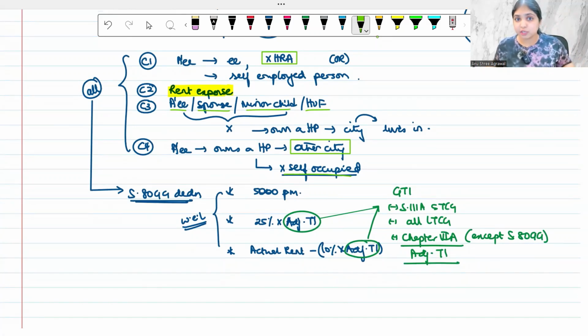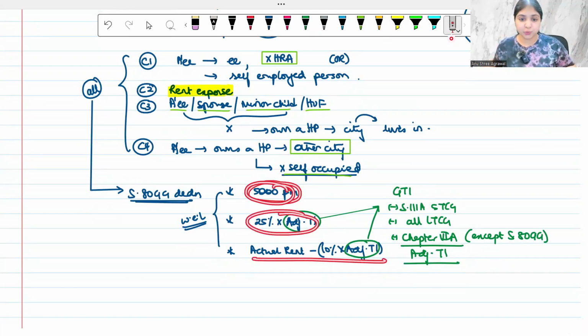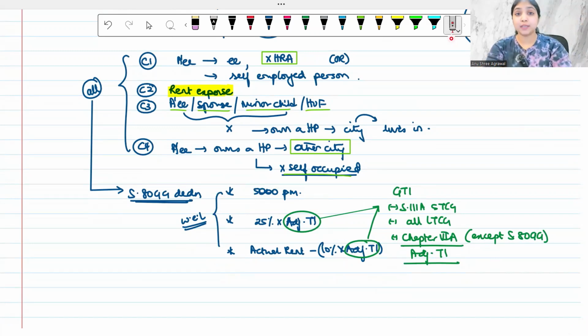How will you compute 80GG deduction? You will calculate totally 3 things. Number 1, 5,000 per month. Number 2, 25% of adjusted total income. And number 3, actual rent minus 10% of adjusted total income. Tell me the 3 things one last time. 5,000 per month, then 25% of adjusted total income, and finally, actual rent minus 10% of adjusted total income. Out of these 3 numbers, you will pick whichever is the least, and that's going to be your section 80GG deduction.